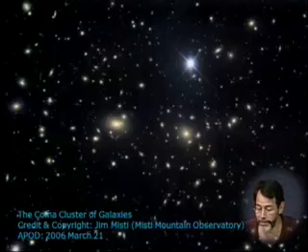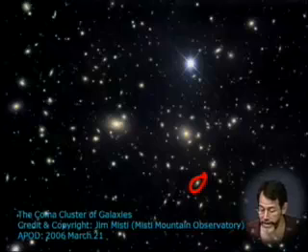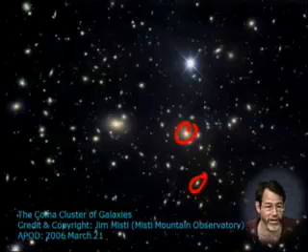This is a visible light image of the Coma cluster of galaxies. This is a relatively nearby dense cluster of galaxies. So this is a galaxy not unlike our Milky Way galaxy. This is probably more massive than a Milky Way galaxy. Almost all the spots you see on here are not stars, they're galaxies. And each of these galaxies have billions of stars.